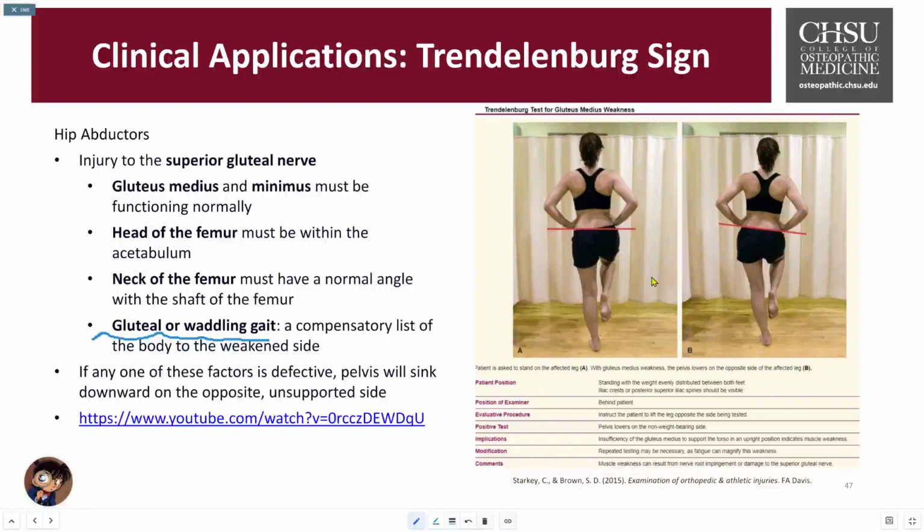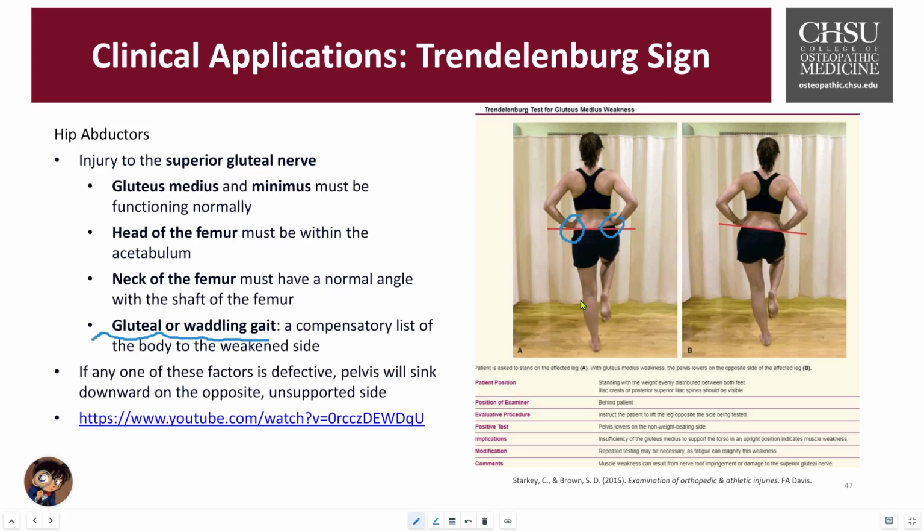So over here in the picture, the patient is going to be standing with their weight evenly distributed, usually anatomically positioned, and you're going to be viewing the patient from the back. So for example, in letter A, if we're testing for the left side of the patient, we will raise up the right foot. If you are testing for the right hip, you will raise up the left foot.